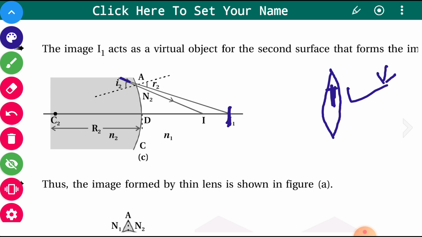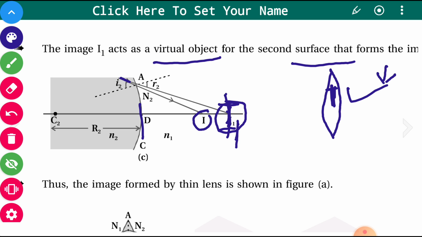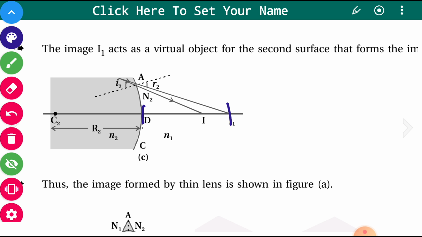If there would be a denser medium, then I1 behaves as a virtual object. Try to understand. The image which is formed here by the first surface, that is I1, will behave as a virtual object for the second surface. So we can say the last image is formed here, that is at I. So this dI1 will become the object distance and dI becomes the image distance.